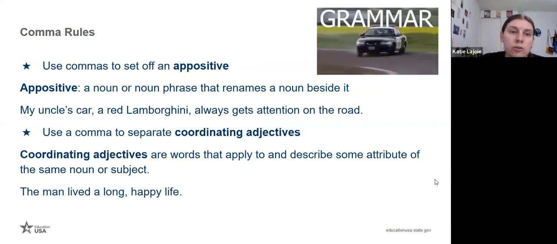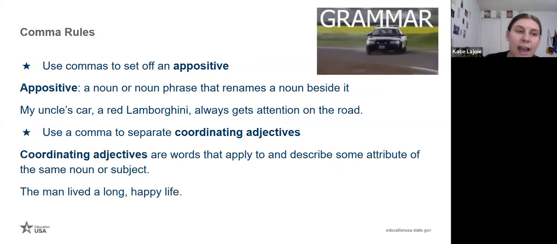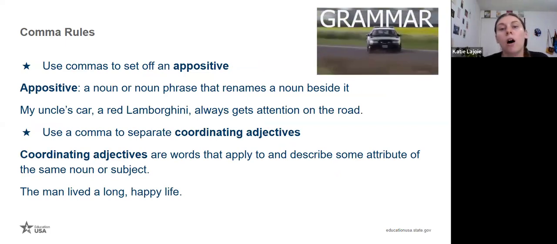We also need to use commas to set off an appositive. An appositive is a noun or a noun phrase that renames a noun beside it. So here we have the example: My uncle's car, a red Lamborghini, always gets attention on the road.